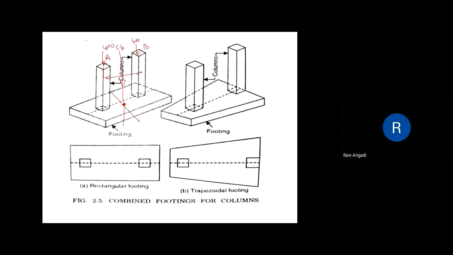Okay, in this case, if column A is carrying 500 kilonewton and column B is carrying 700 kilonewton, where the load is unequal, and sometimes on this side the load coming on the column is very heavy, and the centroid of the combined load and the centroid of the footing are not coinciding, then eccentricity will be coming here. In that case you may provide a trapezoidal type of combined footing. Is it clear?